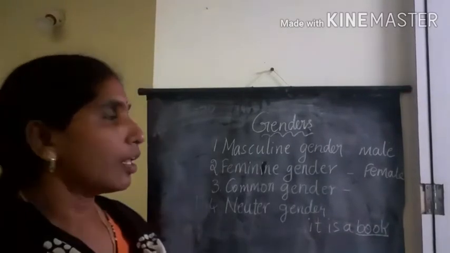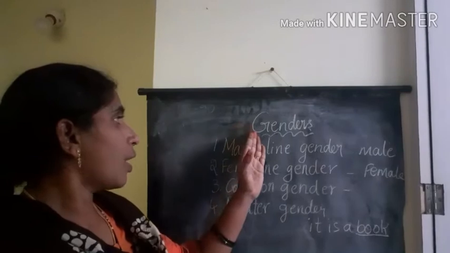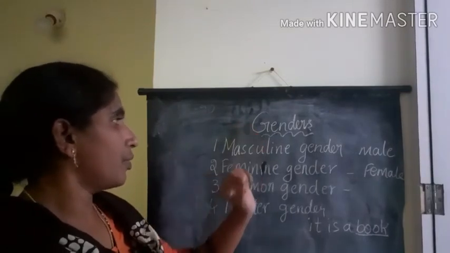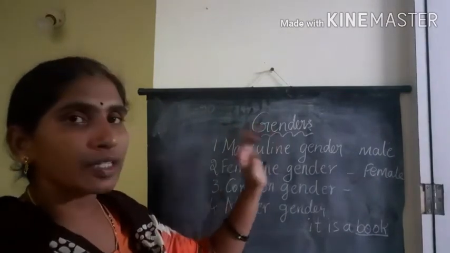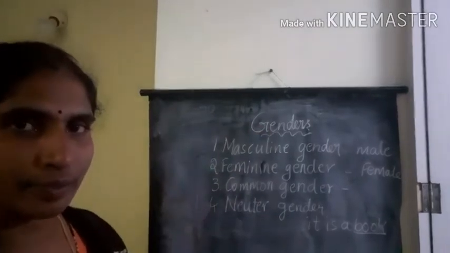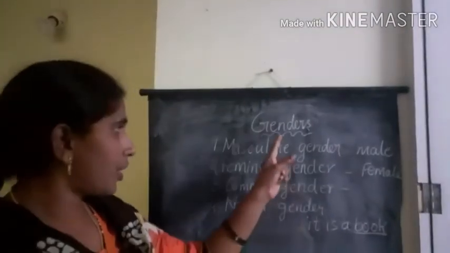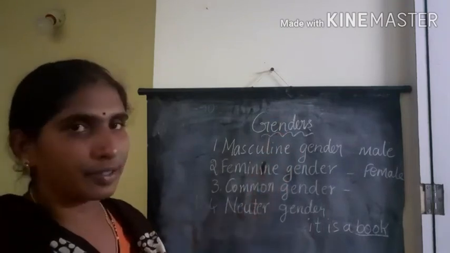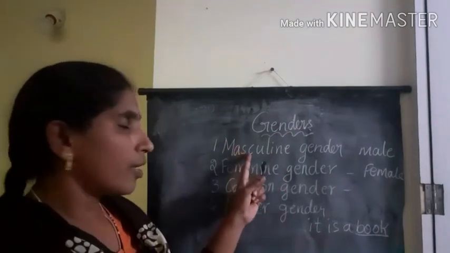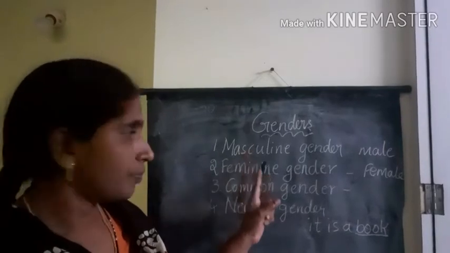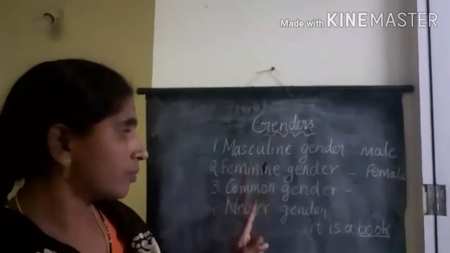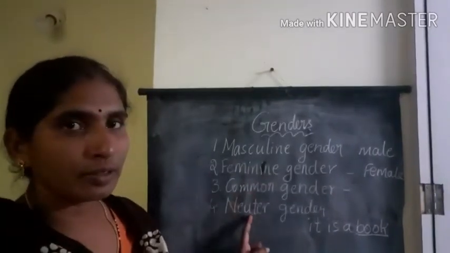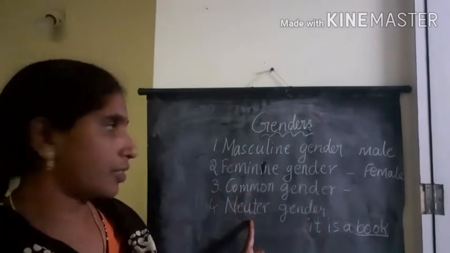Yes children, today we have a preview of the last video. In the last video we learnt about genders. What did we learn? Genders. In genders there are 4 types of genders. One is masculine gender, feminine gender, common gender and neuter gender.